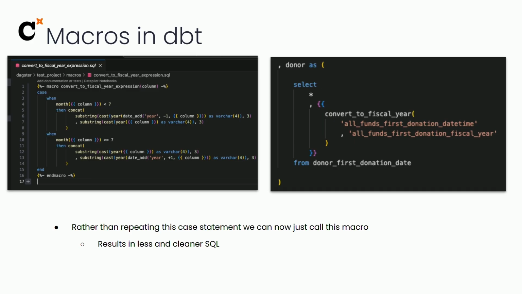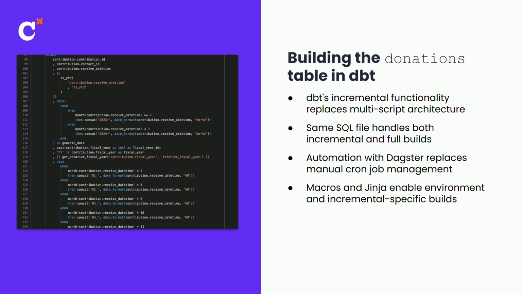It results in less and cleaner SQL, but also standardizes how the fiscal year output is going to look across columns and models. And with DBT, rather than that multi-script architecture we discussed earlier, which we were using to build all donations at the various intervals, we were able to use the built-in incremental functionality of DBT. So this way, we can specify via DBT build if we want an incremental refresh or a full refresh, but it's the same SQL file, so no more maintaining 3 just for one model. And this is all now orchestrated via Dagster, and that's replaced our cron jobs for scheduling and running our models.